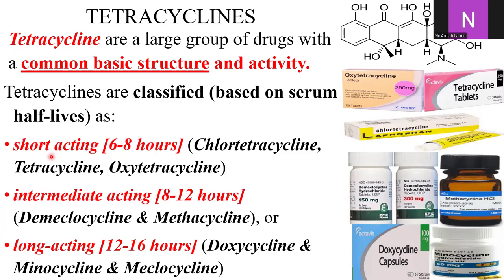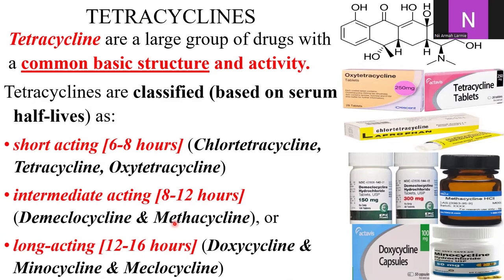Examples of our short-acting group include chlortetracycline, tetracycline, and oxytetracycline. Those of the intermediate group include demeclocycline and metacycline, and the long-acting group include doxycycline, minocycline, and meclocycline.